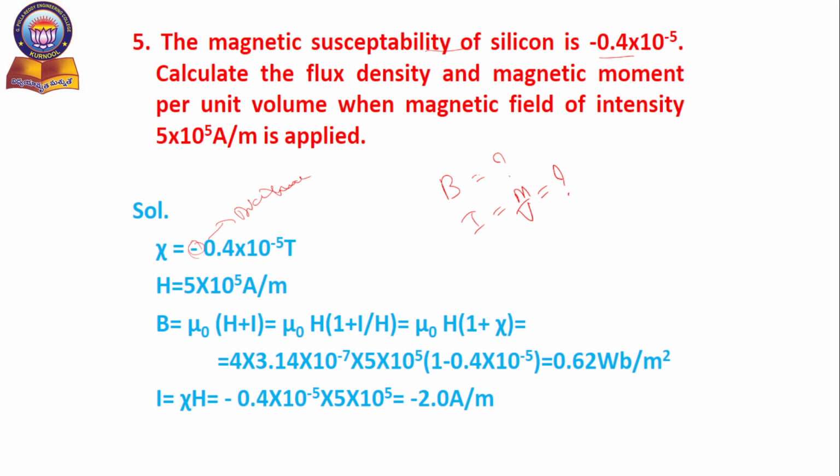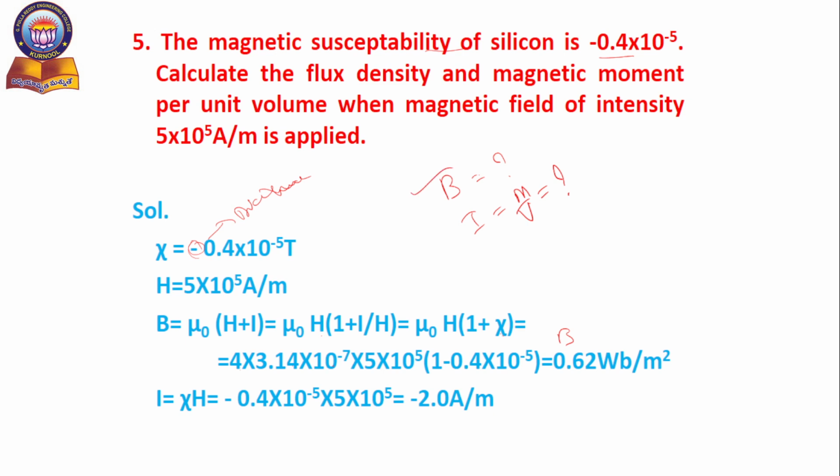Taking mu naught H outside the bracket, we get mu naught into H into (1 plus I by H). 1 plus I by H is written as 1 plus Xi. Then mu naught is 4 pi into 10 power minus 7, H already given, into 1 plus Xi, where Xi value is minus 0.4 into 10 power minus 5. After calculating this, the flux density is 0.62 Weber per meter square.